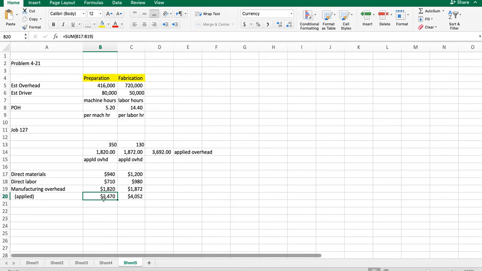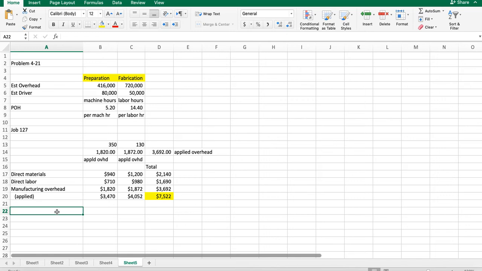So in the preparation department, the job cost $3,470. In fabrication, the job cost $4,052. And so the total cost of the job, and we can sum across, let's see if my Mac's smart enough to do that. So the total cost is $7,522 of the job. That's the number we're looking for.